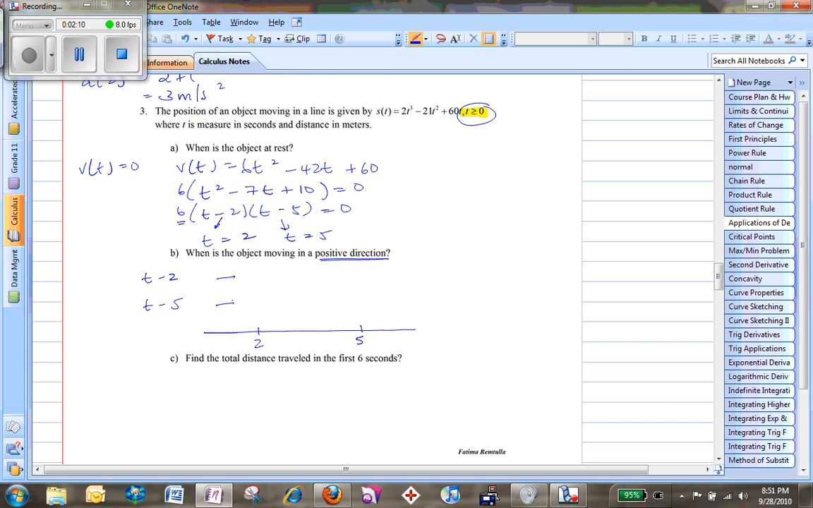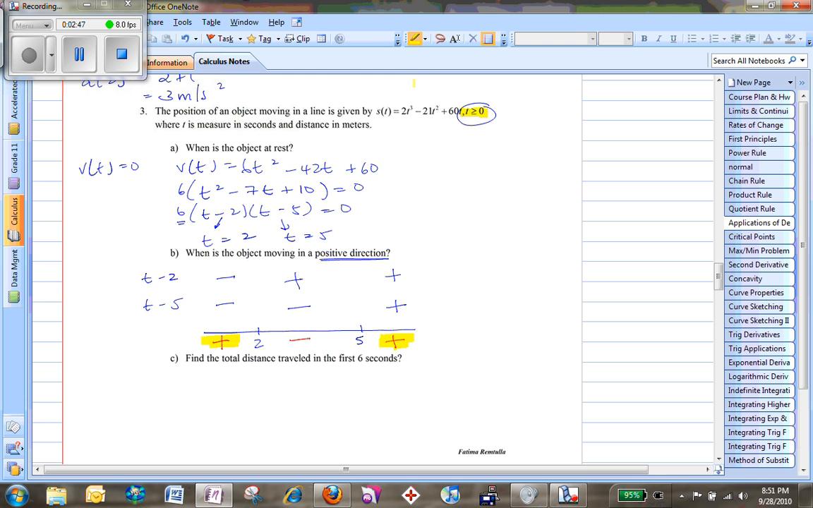Great. Pick a number between 2 and 5. Let's say, for example, 3. 3 minus 2 is positive, and 3 minus 5 is negative. Pick a number bigger than 5. So, for example, 10. 10 minus 2 is positive, and 10 minus 5 is also positive. Here's where you do a little bit of sign thinking. A negative times a negative is a positive. A positive times a negative is a negative, and a positive times a positive is a positive. This object is moving in the positive direction in this region and in this region.